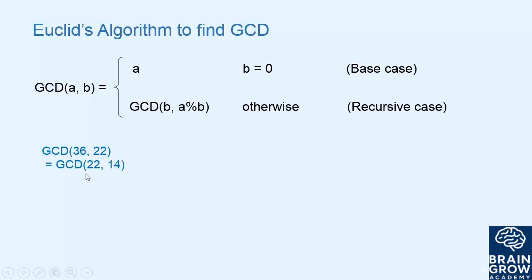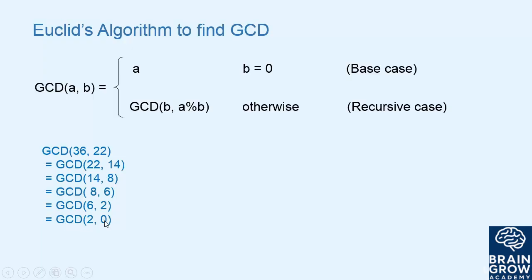This is equal to GCD of 22 and 14 because 36 modulus 22 is 14. This 22 comes from here. This is equal to GCD of 14 and 8 because 22 modulus 14 is 8 and 14 comes from here. This is equal to GCD of 8 and 6 because 14 modulus 8 is 6 and this 8 comes from here. This is equal to GCD of 6 and 2 because 8 modulus 6 is 2, 6 comes from here.